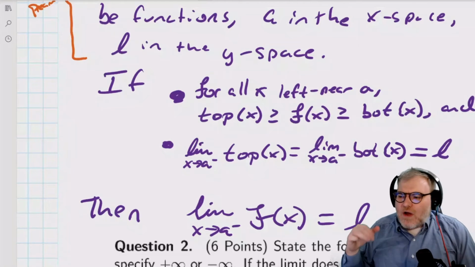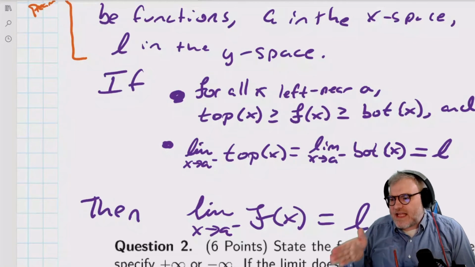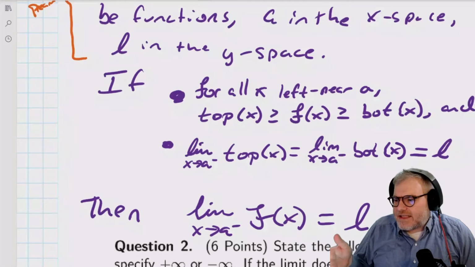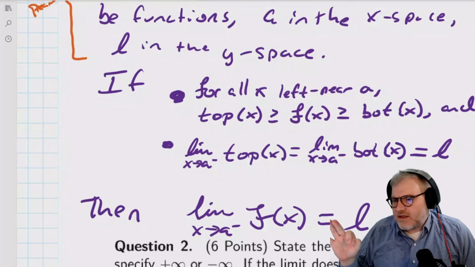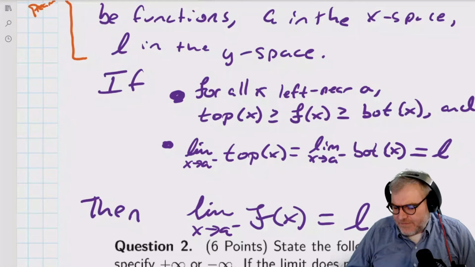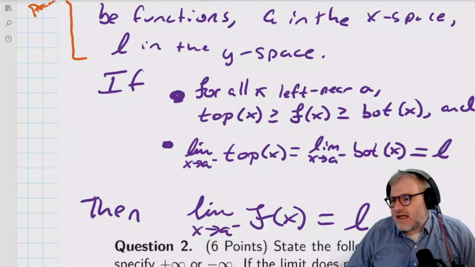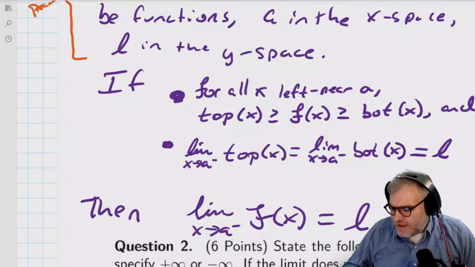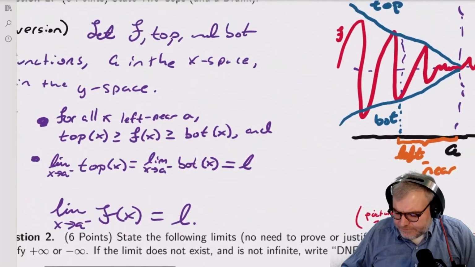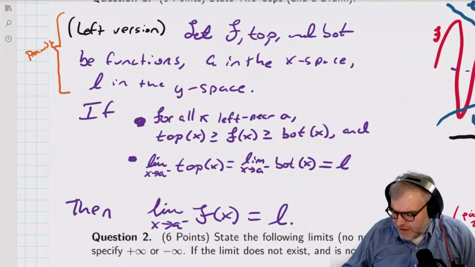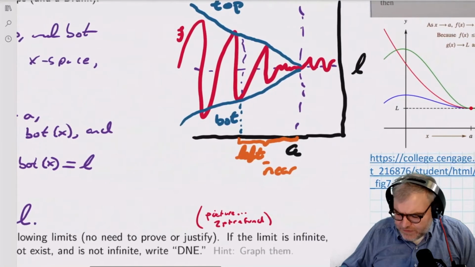Now, the reason why I do left and right and the book does not. First, left and right is okay with infinity. Okay, so it should be noted that a can be infinity here. All right, and that's okay. And it should also be noted that, here, let's see, what was the other thing I wanted to note?